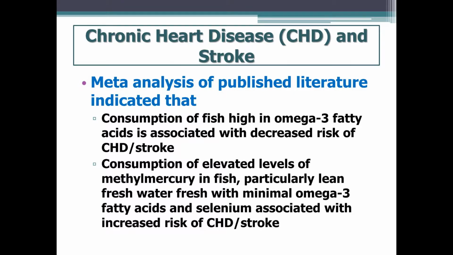Same thing that happens when you're dealing with a meta-analysis of the published literature on CHD effects. And again, it's the same kind of situation. If you don't eat enough fish, you're at increased risk of cardiovascular disease because of the need for selenium and omega-3 fatty acids, particularly if that's your primary source. If you get too much methylmercury, particularly in freshwater fish where there may not be a lot of omega-3 fatty acids, you go to the other side.